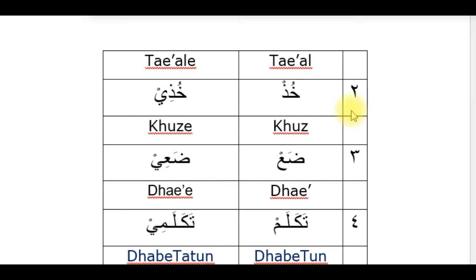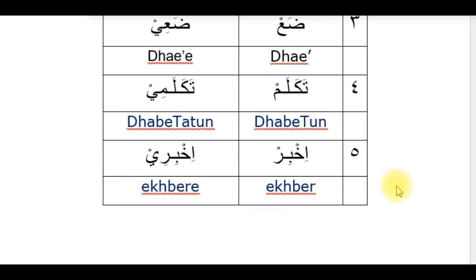Row 2, خذ, take. خذي. Row 3. ضع, put. ضعي. Row 4. تكلم, speak. تكلمي. Row 5. اخبر. اخبري. Let's observe clearly.